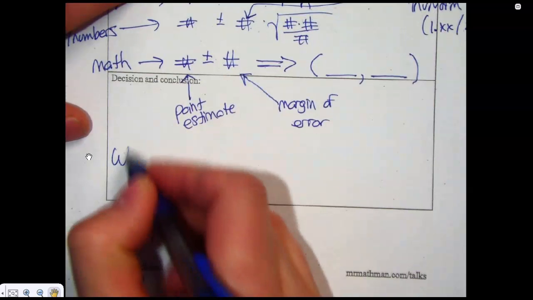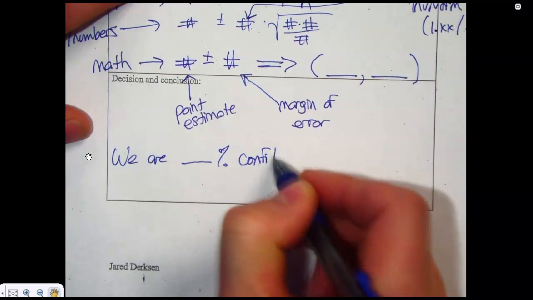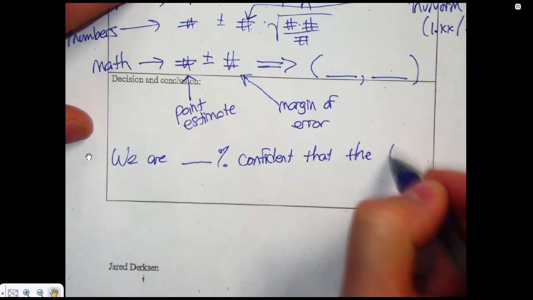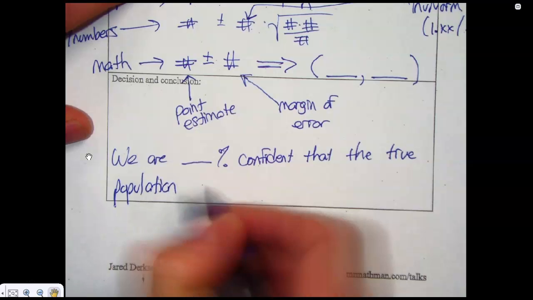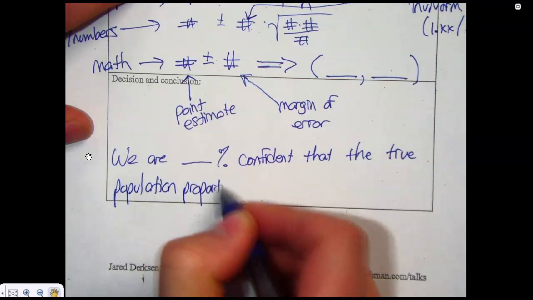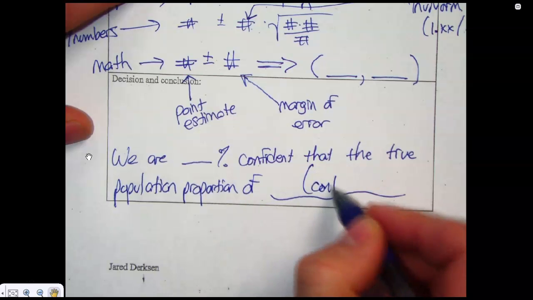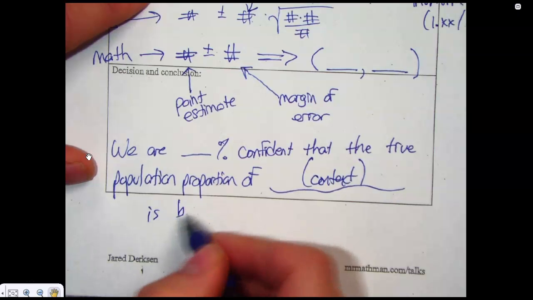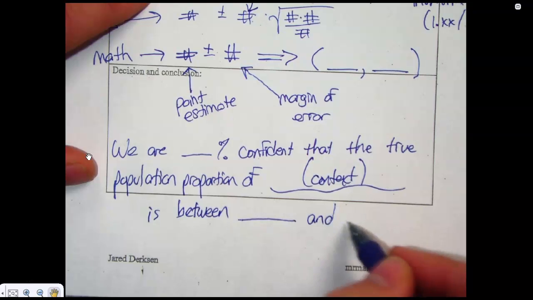At the end of it, you're going to summarize and say we are blank % confident that the true population proportion of blah, blah, blah, whatever the context is, is between blank and blank.